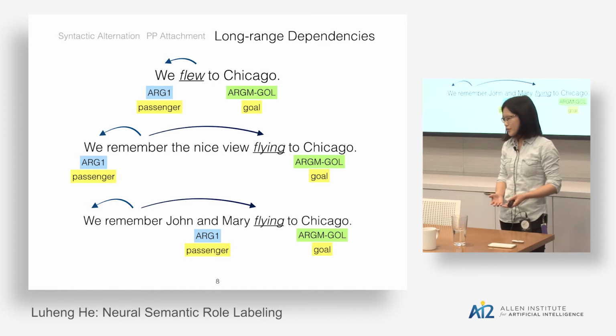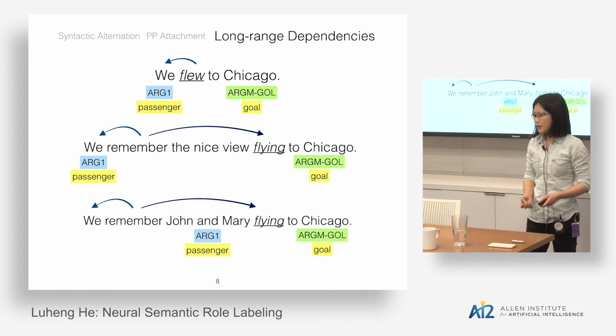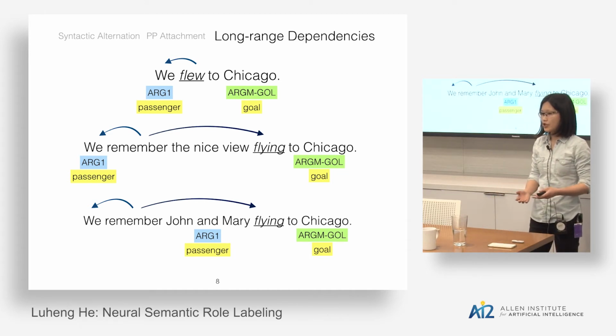And if we change the words a little bit, say, "we remember John and Mary flying to Chicago," there is some ambiguity here, but probably John and Mary are the passengers flying to Chicago. So also the model needs to know that John and Mary, or "we," are people who can fly in a plane, and the "nice view" is something that doesn't fly.